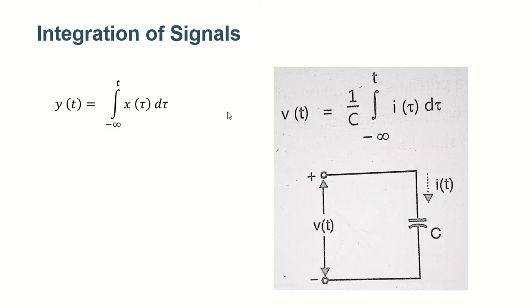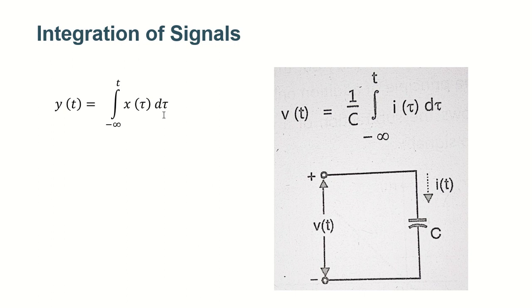Similarly, we can see the integration of a signal. This time let's take x of t, and I want to integrate this signal with respect to time. So what we will do, we will take the integration from minus infinity to t of x of tau into d tau. You must have a question: what is the tau here? It is nothing but the integration variable. Whenever we go through the sums, you will understand it better.